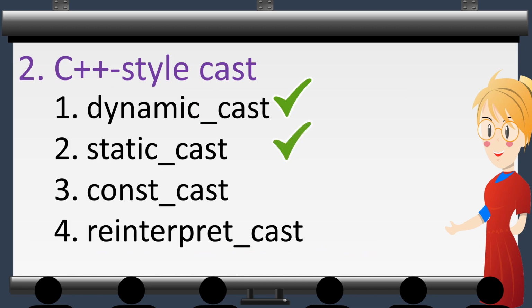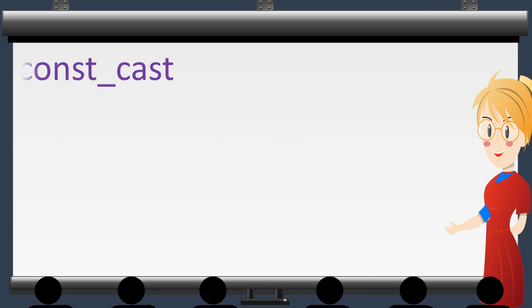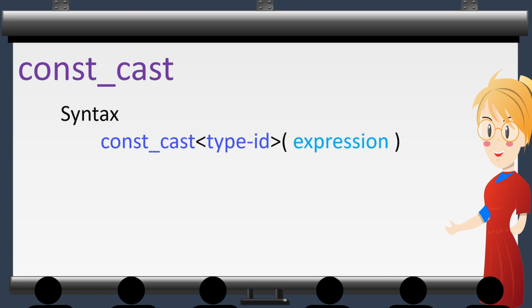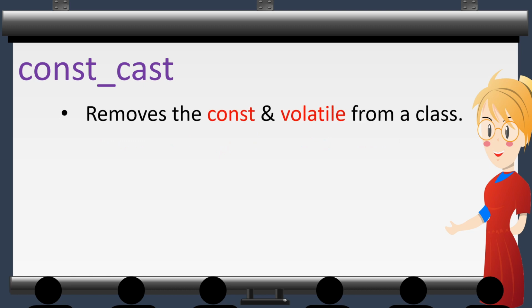Now we have learned about two casts, dynamic cast and static cast. Let's proceed to const cast. The C++ language syntax for the const cast operator is as shown here. Const cast is used to cast away the constness of a variable.